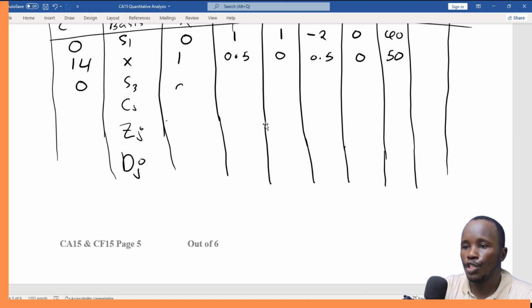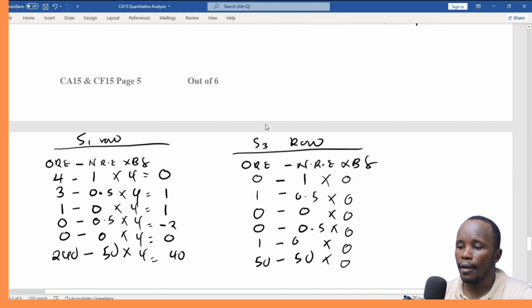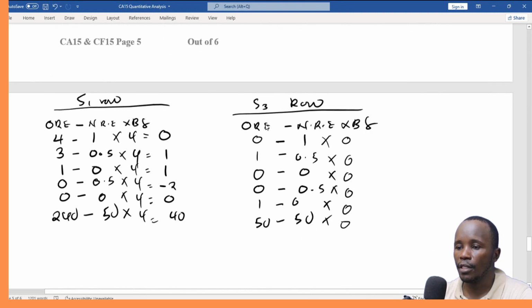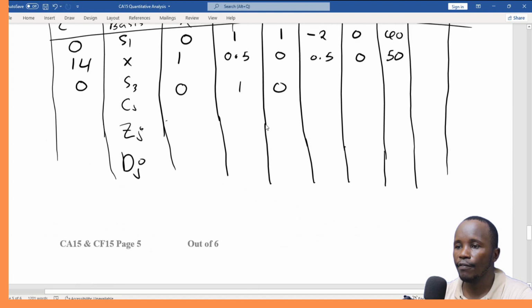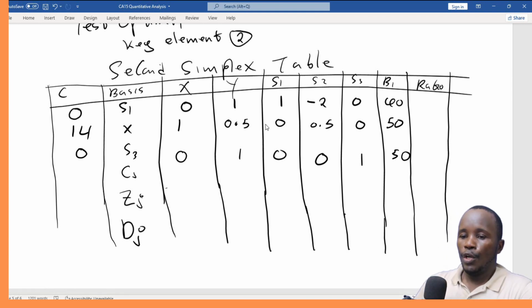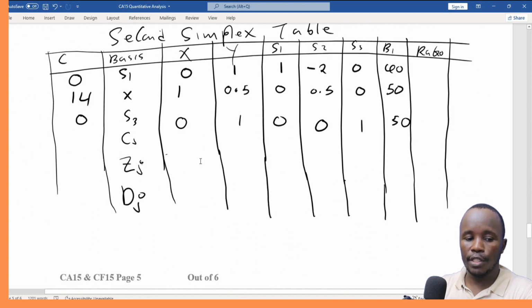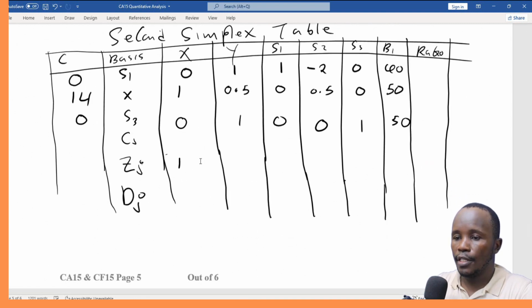I will bring them back. This was 0, 1, 0. And then 0, 1, 50. Good. Cj we said remains the same. That is 14, 10, 0, 0, 0, 0.